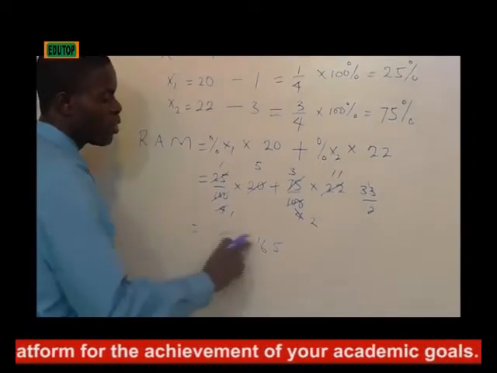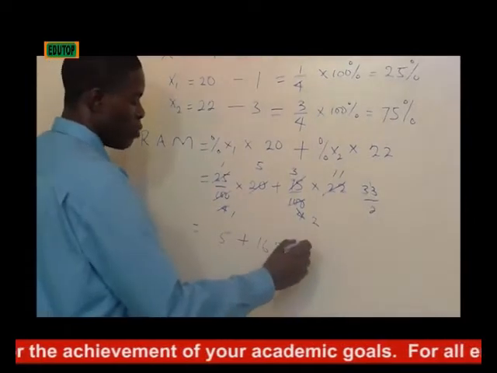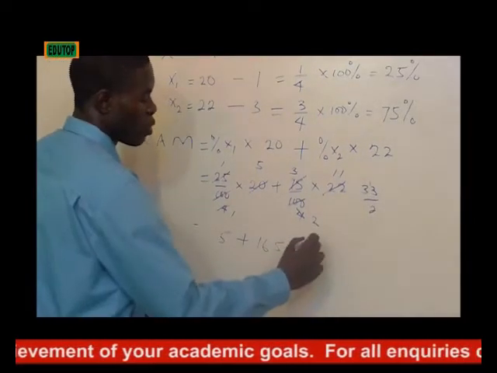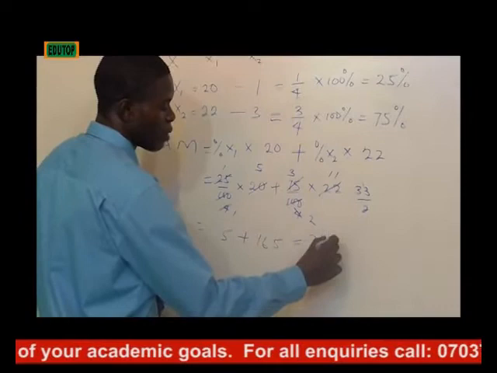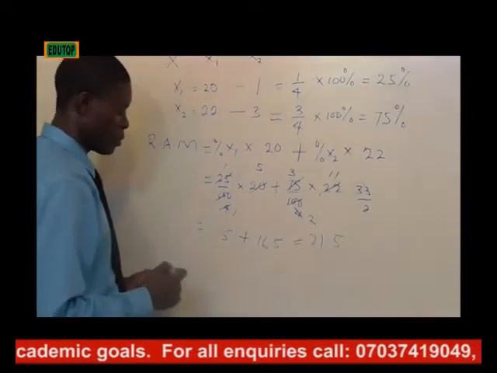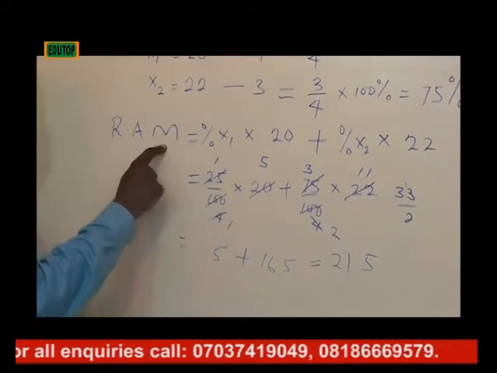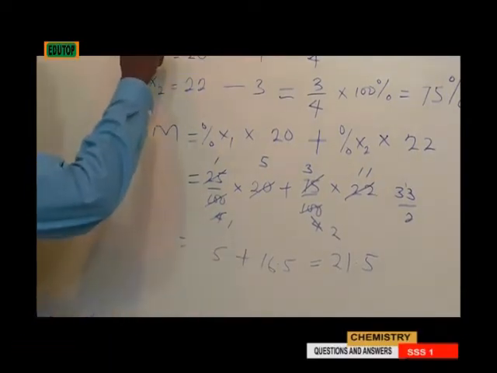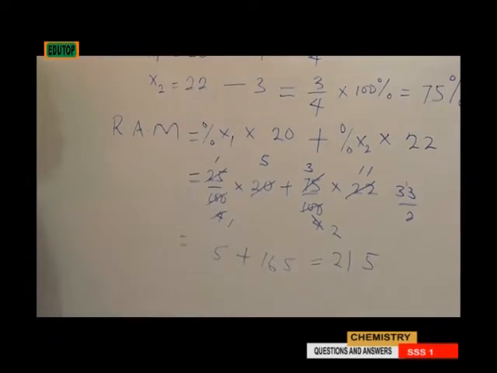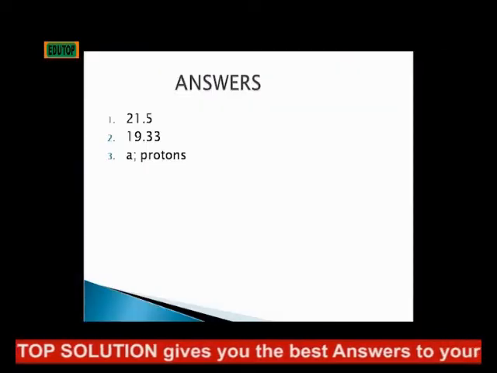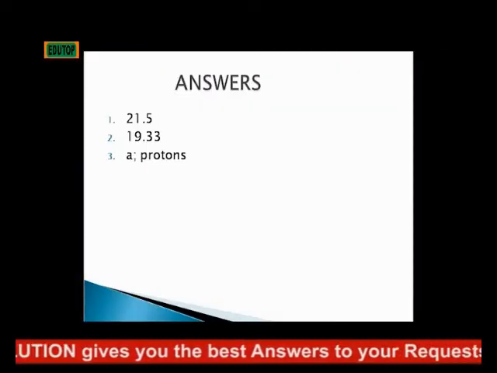So when you sum this together, it will be equivalent to 21.5. That is the relative atomic mass of the element X. The answer to question 1 is 21.5.